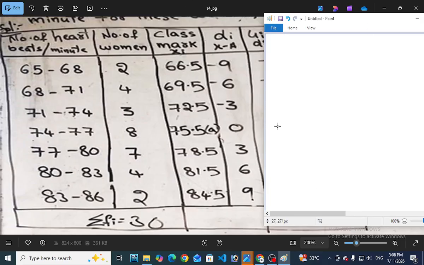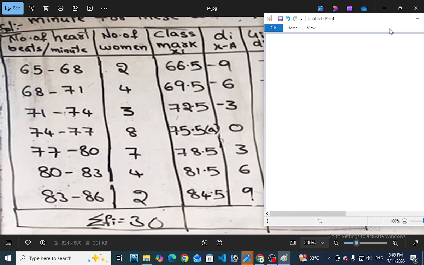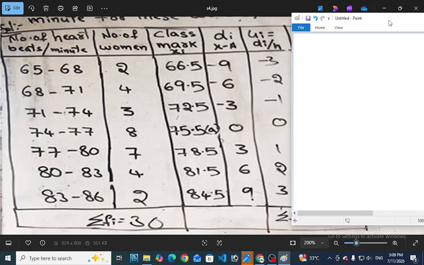Then the last class deviation is 84.5 minus 75.5. So 5 minus 5 is 0, 14 minus 5 is 9. 9 is the next class deviation. Like that, we have found the deviations of all the classes: minus 9, minus 6, minus 3, 0, 3, 6, 9.